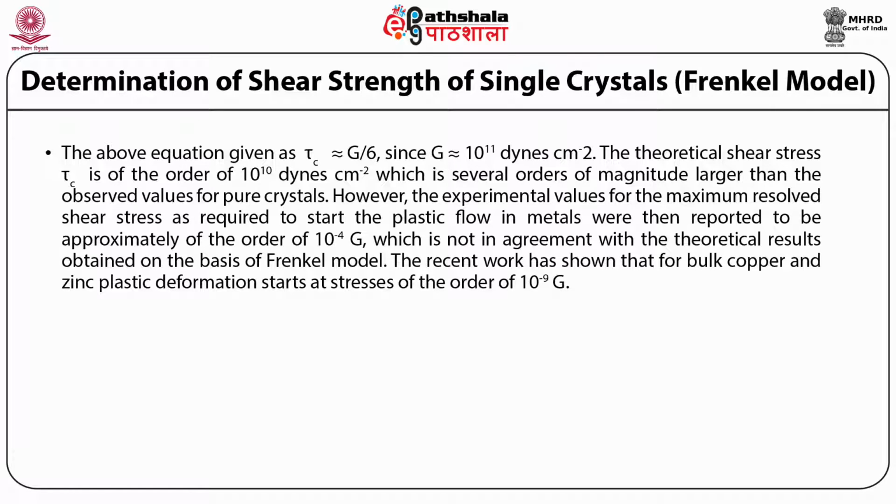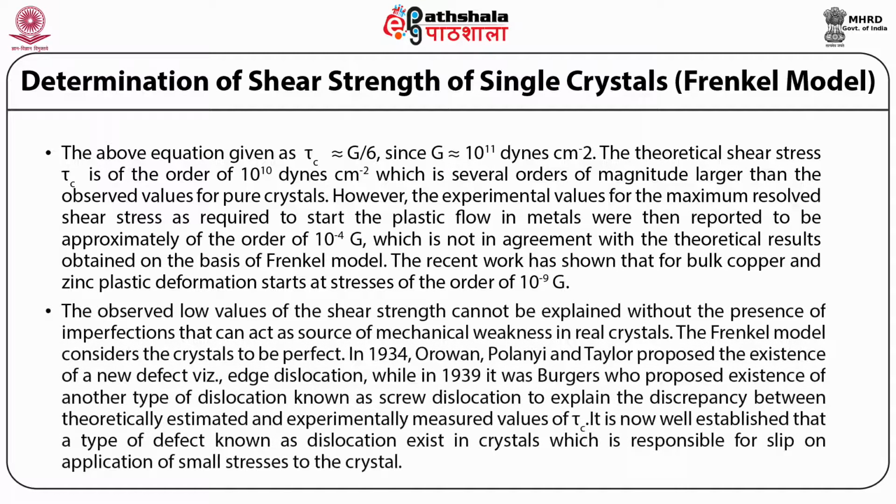Recent work has shown that for bulk copper and zinc, plastic deformation starts at stresses of the order of 10 raised to power minus 9 G. The observed low values of the shear strength cannot be explained without the presence of imperfections that can act as sources of mechanical weakness in real crystals. The Frankel model considers the crystals to be perfect.